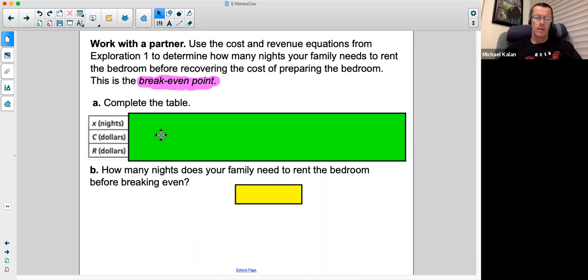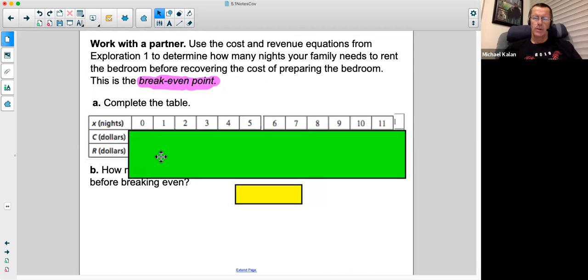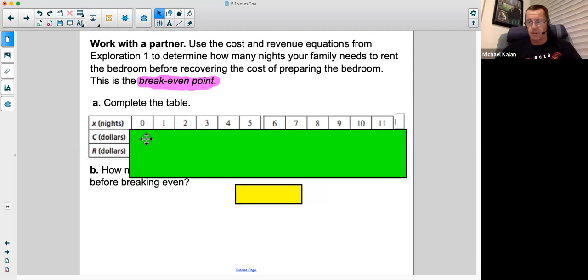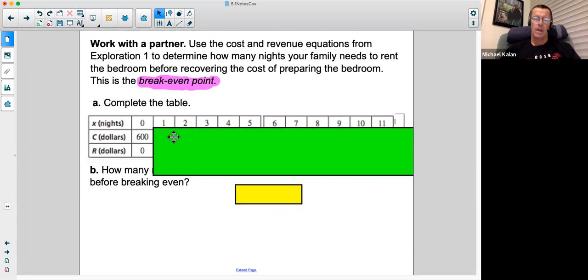So let's look at this. First off, we're gonna list the number of nights down, okay? If you haven't rented it out, what's your cost? Wouldn't it just be the $600 that you put into it? Right? Because you haven't had to spend $15 for utilities or anything like that. And if you haven't rented it at all for any nights, what's your revenue? How much money have you taken in? Hopefully you said 0, okay?